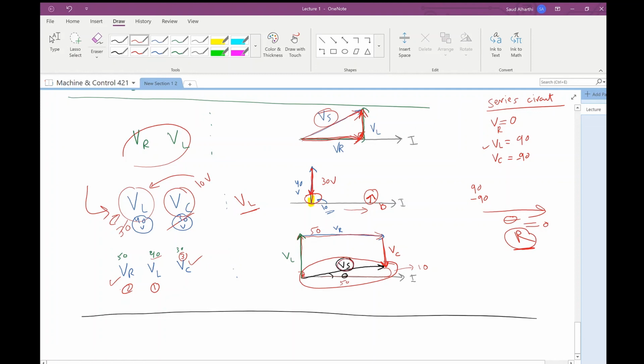Now I can calculate Vs. So 50 and 10, and this is the hypotenuse, Vs, the supply voltage.